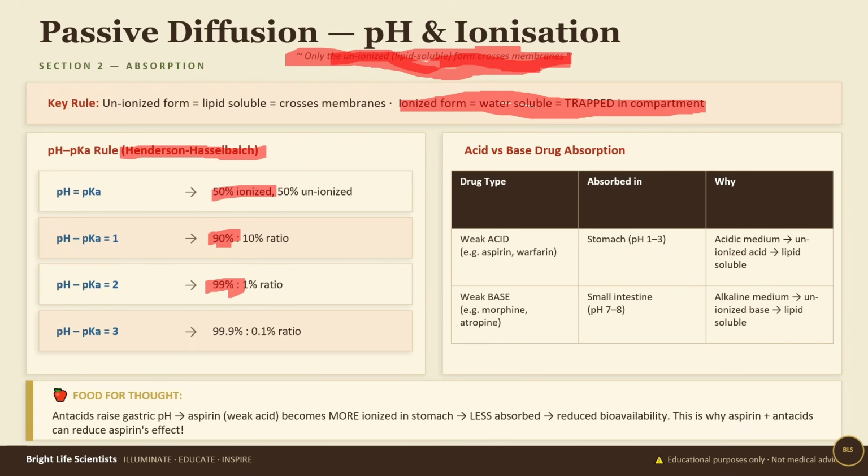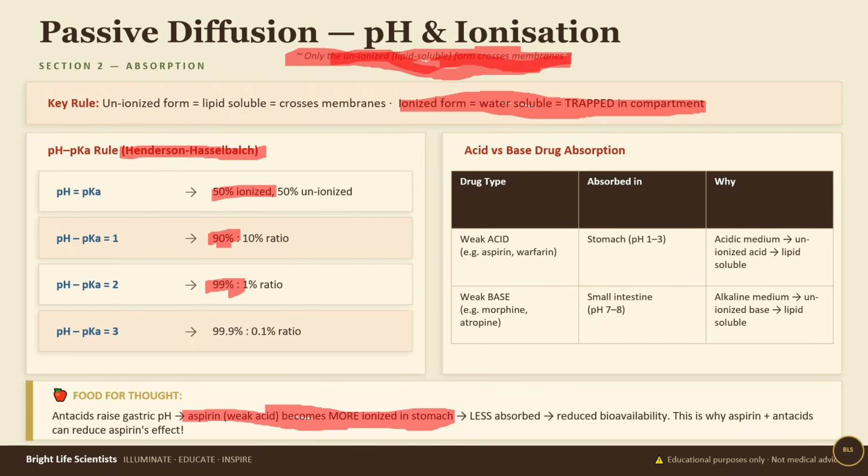Clinical food for thought. If a patient takes aspirin with an antacid, the antacid raises gastric pH. Aspirin, a weak acid, becomes more ionized. This makes it less lipid soluble, which therefore reduces its absorption, and thus this results in reduced bioavailability. This is a real clinical interaction.